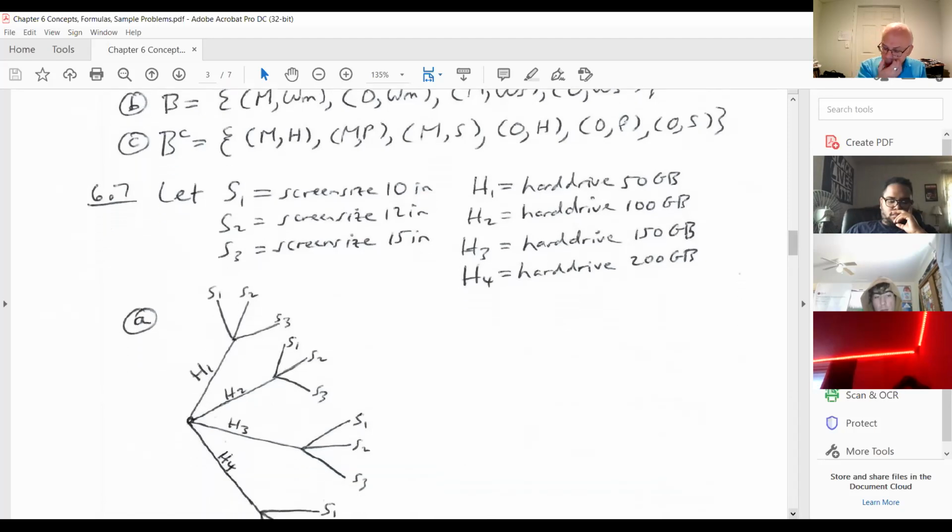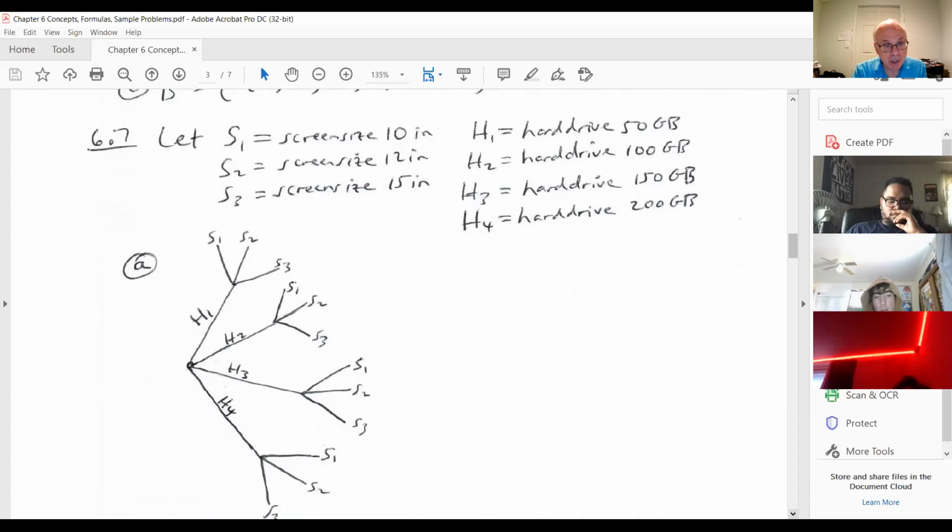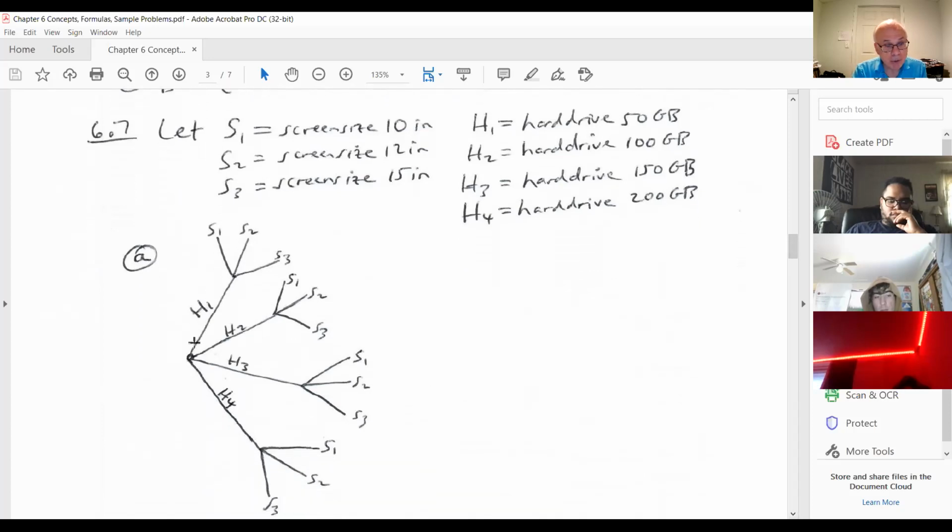Then it says, go ahead and create a tree diagram. And they describe what a tree diagram is in 6. So what you do is you take one of the variables and you start off with this little point here called a node. And then you just branch out for all the possible hard drives. In this case, there's H1, H2, H3, and H4. And each of these hard drives will have 3 types of screen sizes, S1, S2, and S3.